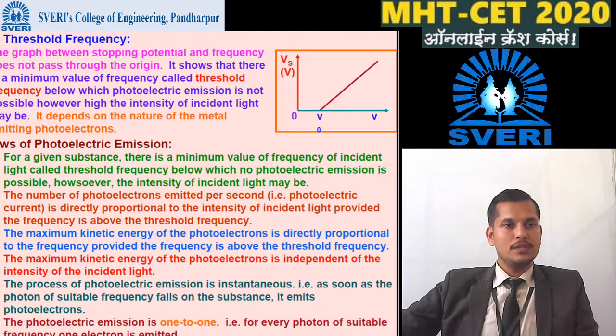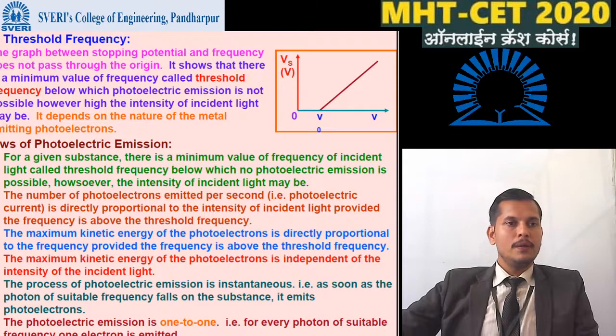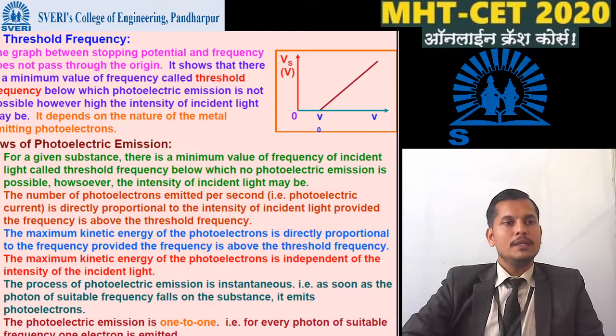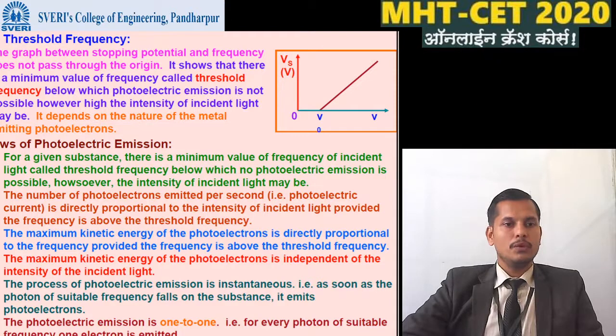So to the next, that is threshold frequency. The graph between stopping potential and frequency does not pass through the origin. It shows that there is a minimum value of frequency called a threshold frequency, below which photoelectric emission is not possible, however high the intensity of incident light may be. It depends on the nature of the metal emitting photoelectrons.